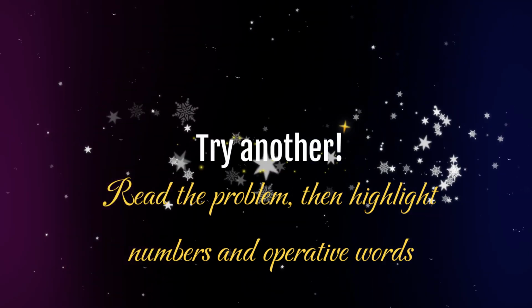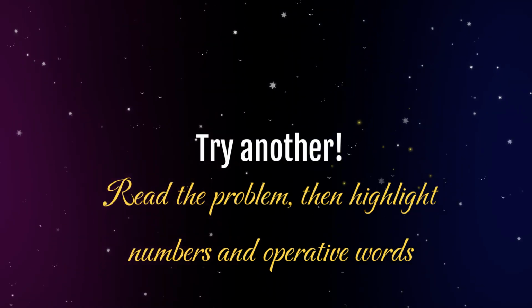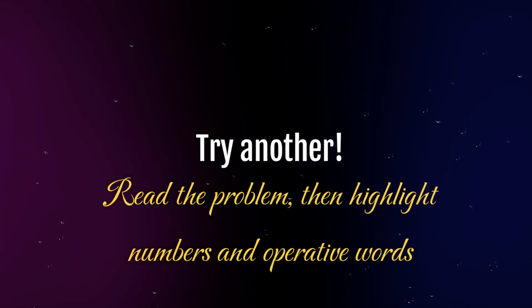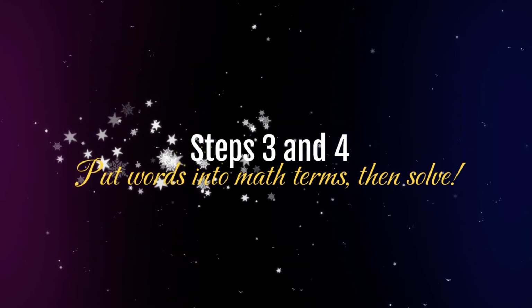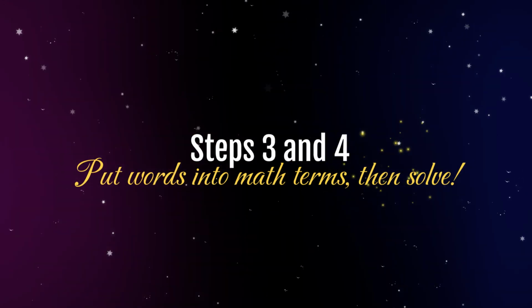Now let's try another problem. We're going to do 2 steps at a time, go a little faster, read the problem, then highlight the numbers and operative words. So let's read this over. A stock gained 2 points on Monday, lost 5 points Tuesday, lost 1 point Wednesday, gained 4 on Thursday, lost 6 Friday. How much was the gain or loss? I have highlighted gained 2, lost 5, lost 1, gained 4, and lost 6. Now let's put these into math terms, then solve.